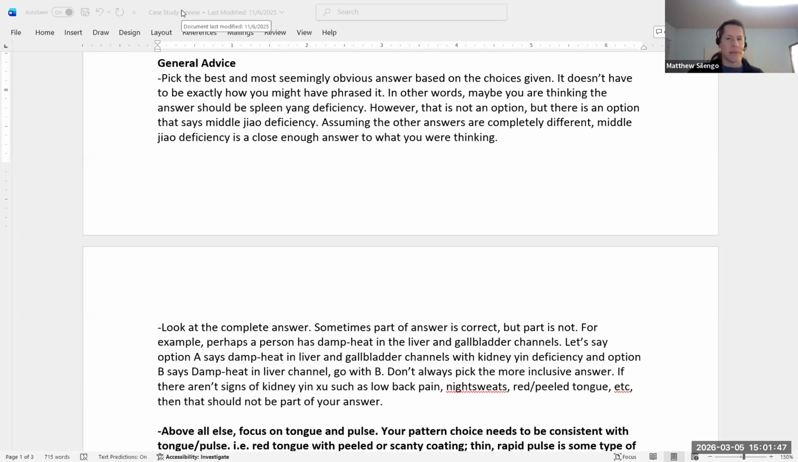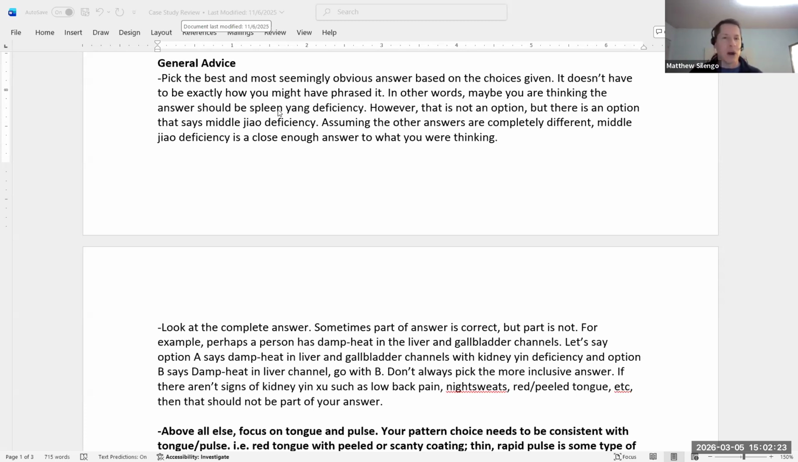So I gave you an example here. Let's imagine somebody comes in with a chief complaint of diarrhea. And as you get more information, it's diarrhea that's watery, there's undigested food in it. It's worse when they eat cold foods. You palpate their abdomen, it feels cold. Their pulse is maybe deep, forceless. And you're thinking, sounds like spleen yang deficiency. Yeah, it definitely makes sense. It does sound like spleen yang deficiency. You look at the options. Spleen yang deficiency is not a choice.